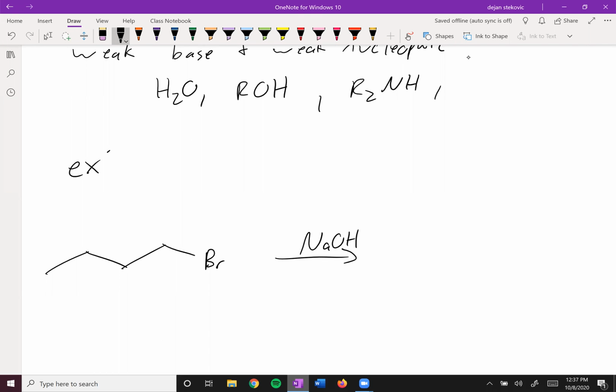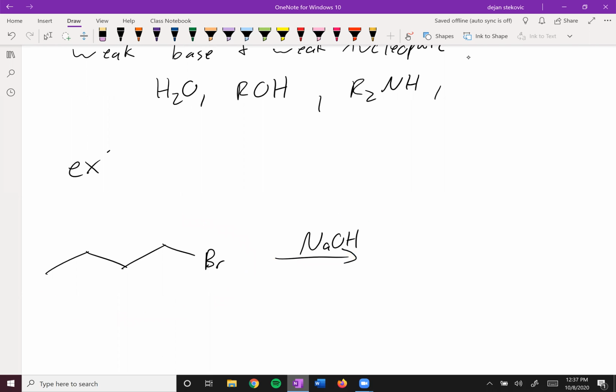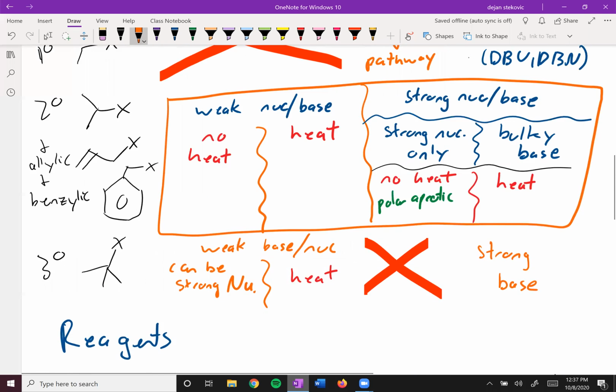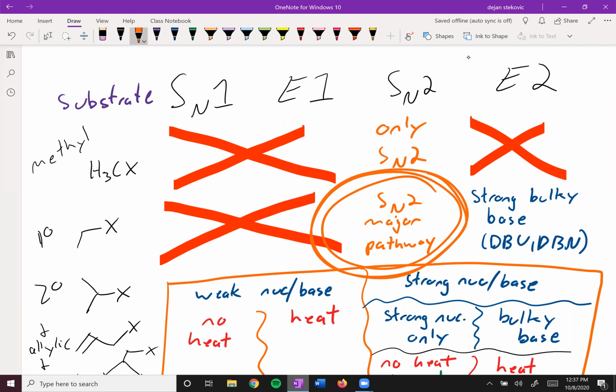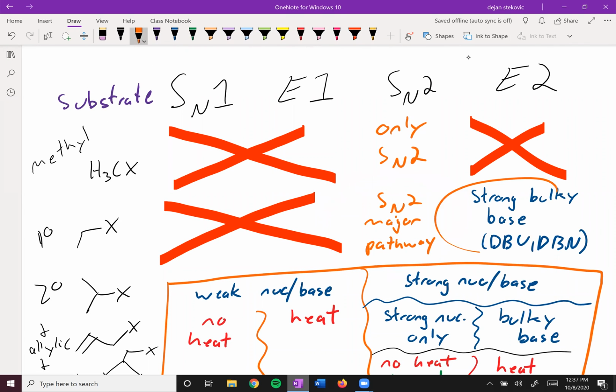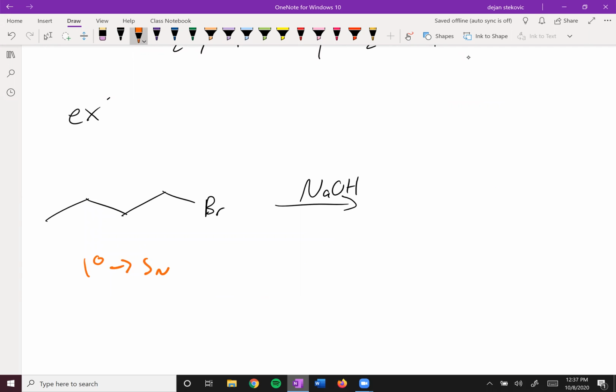All right, so let's take a look at some examples. So we've got this alkyl halide with our reagent, and we want to know what the major product is. If we take a look at this alkyl halide, we'll notice it's primary. And if we think back to what we said about primary ones, we said SN2 is the major pathway unless we have a bulky base. And so in this case, primary says probably SN2 or maybe E2.